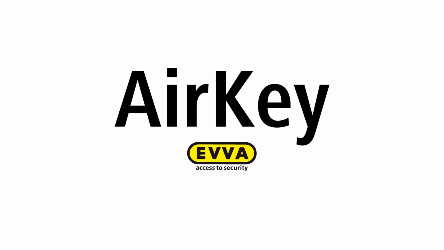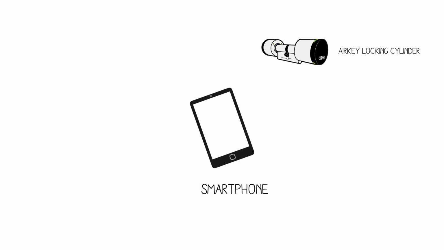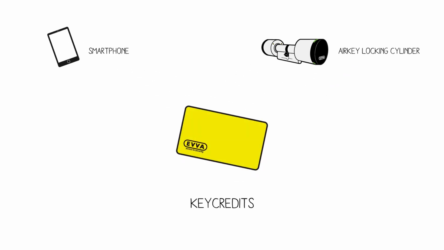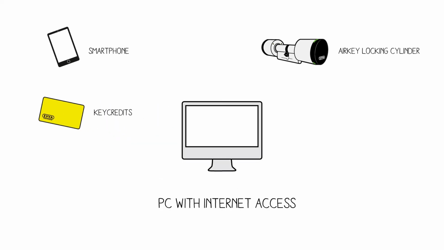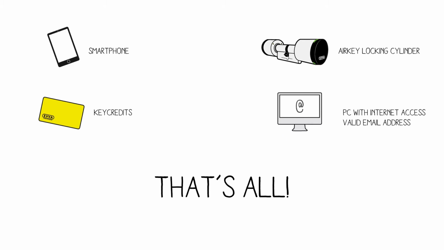Welcome to AirKey. This screencast informs you about the most important functions and shows you how to commission the system. You require an AirKey locking component, a smartphone, AirKey Keycredits, a PC with internet access, and a valid email address. That's all.